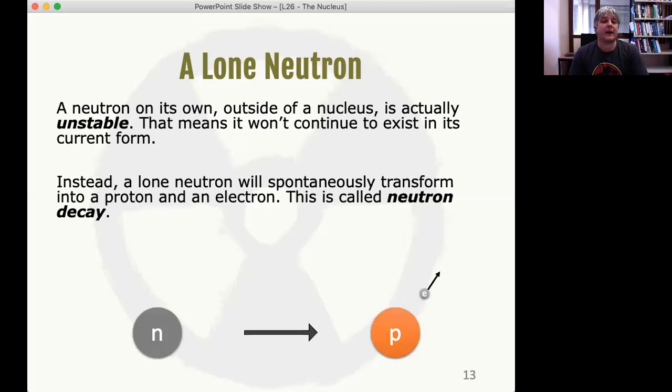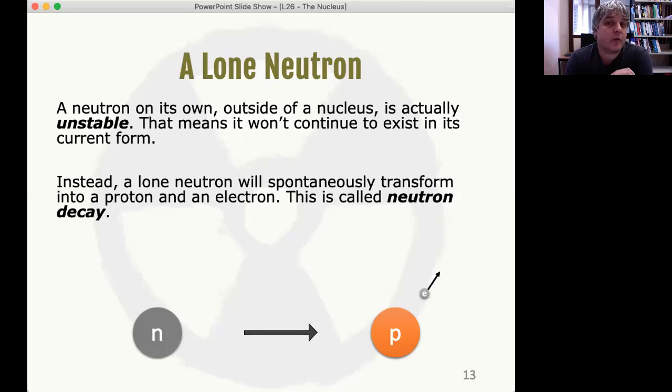To start with, let's look at just a single neutron. I know we've been talking about repulsion between protons, but we're actually just going to talk about a single neutron to start with. A single neutron on its own, not in a nucleus, just flying around the universe on its own, is actually unstable. Unstable means that it won't continue to exist in its current form.